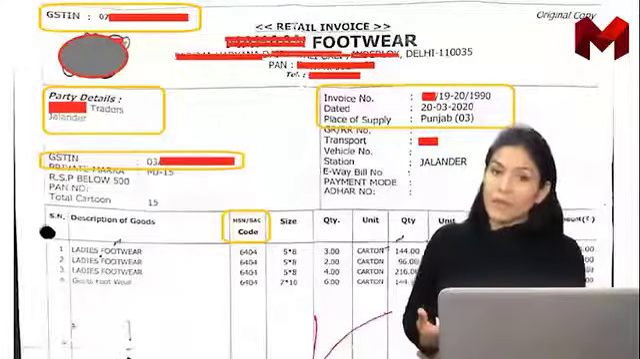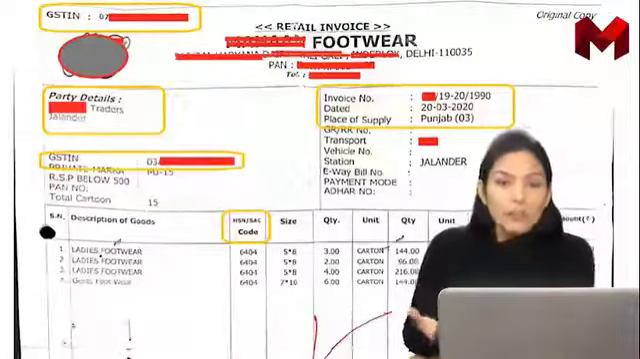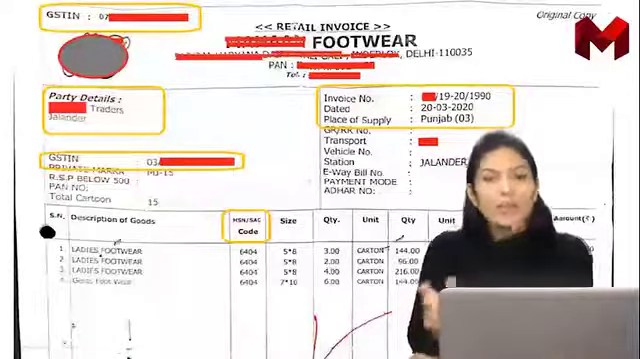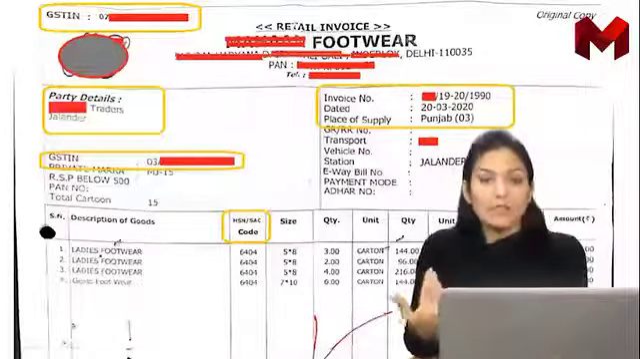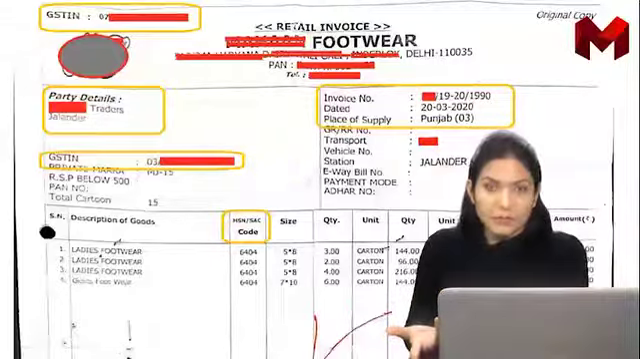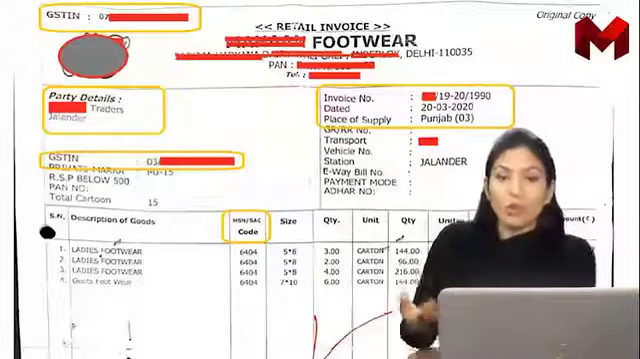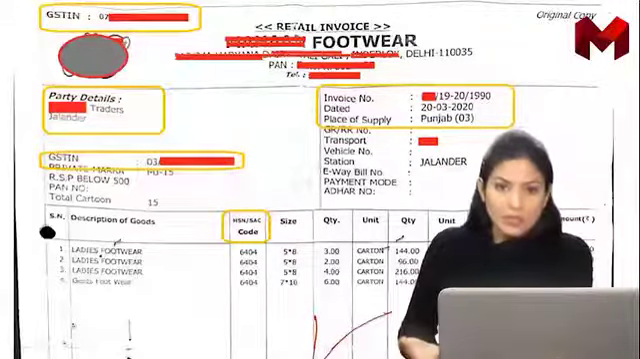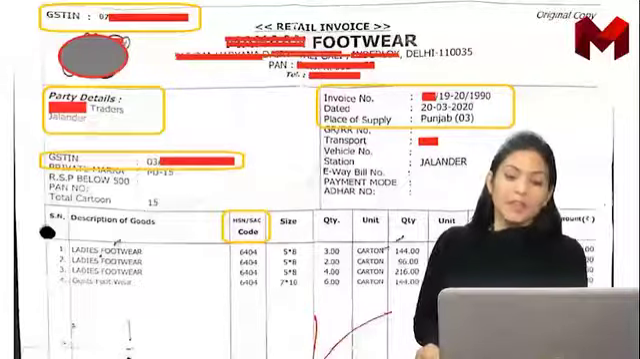So the place of supply is very much clear from the name itself: the place where the goods are being supplied, where the goods are going, where we are selling the goods. That will be the place of supply.